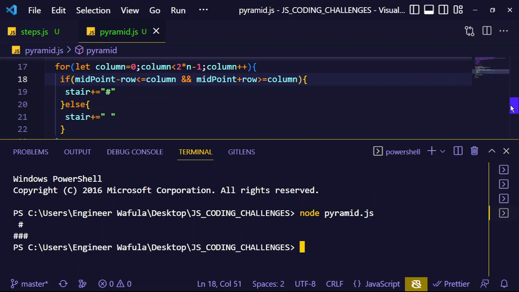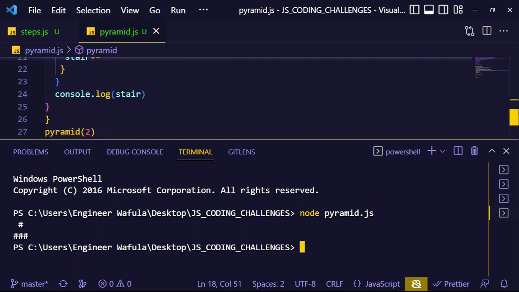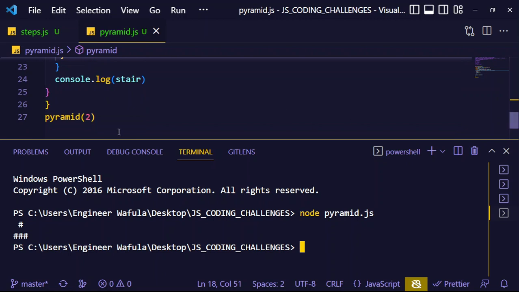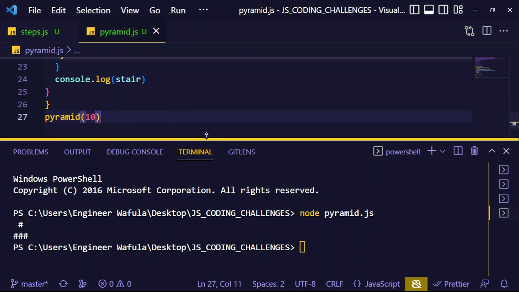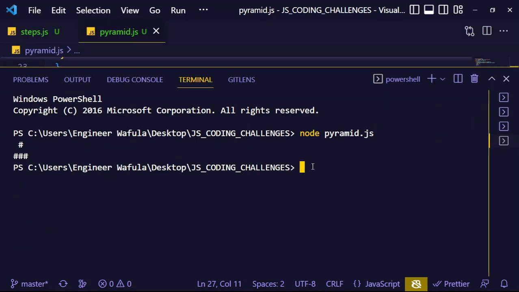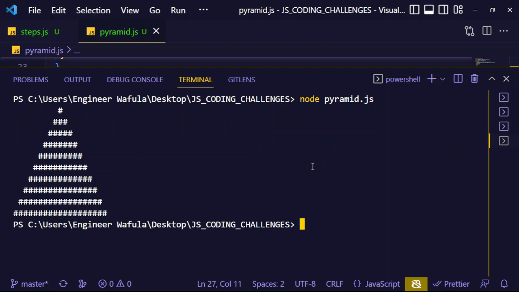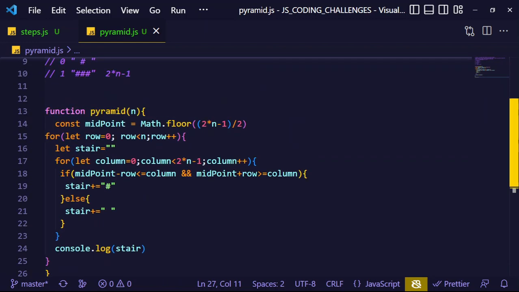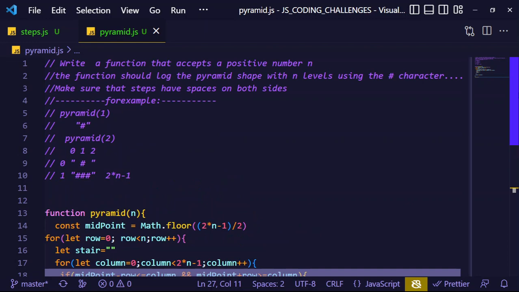Wonderful. So let us test out with very huge levels. Let us try 10 so that we can see a gigantic pyramid, the one you used to seeing in Egypt. Okay, gigantic pyramid. You see, so this is the shape of a pyramid. Wonderful, wonderful.